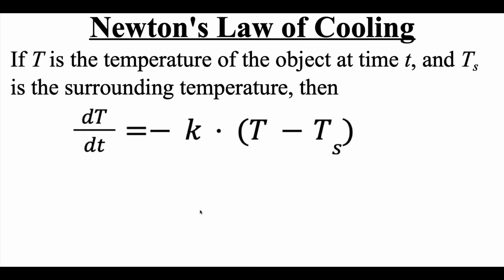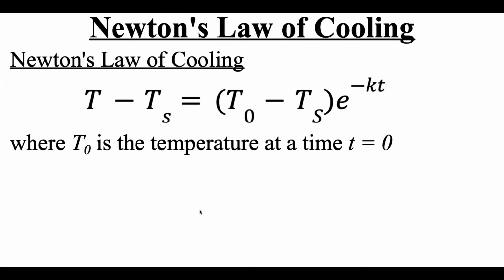And using that and what we've seen about the law of exponential change, we can then write out Newton's law of cooling. So Newton's law of cooling says T minus T sub s is equal to T sub 0 minus T sub s times e to the negative kt. Now that T sub 0 in there represents the temperature of our object at a time of 0.